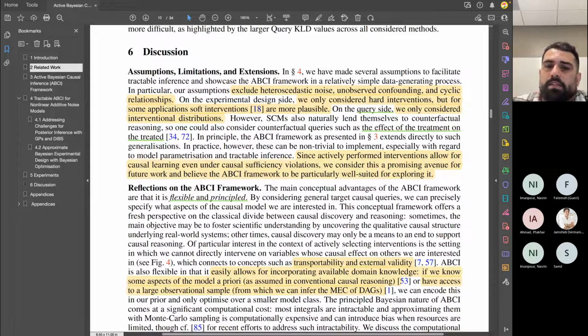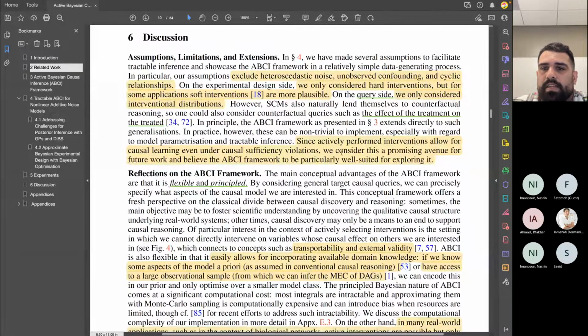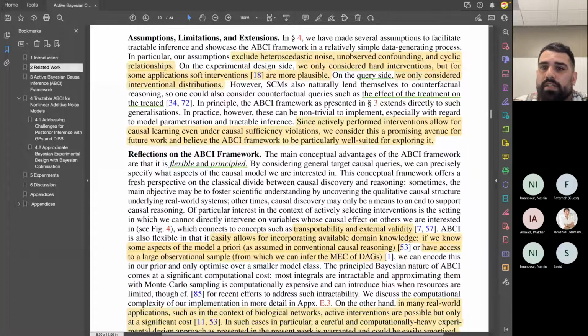On the experimental side, they only considered hard interventions, but for some applications soft interventions are possible. On the query side, they only considered interventional distributions. However, there may be other types of queries that can be performed, like counterfactual queries, such as the effect of treatment on the treated, which they did not consider.